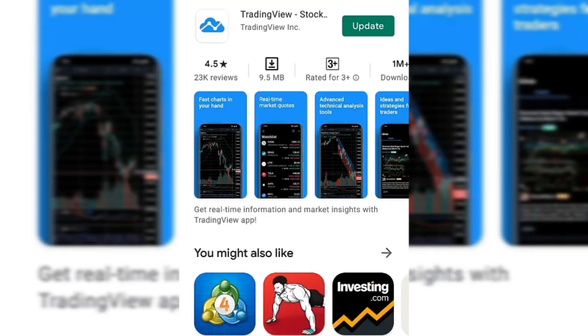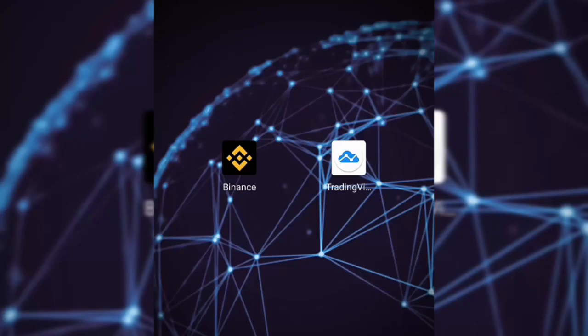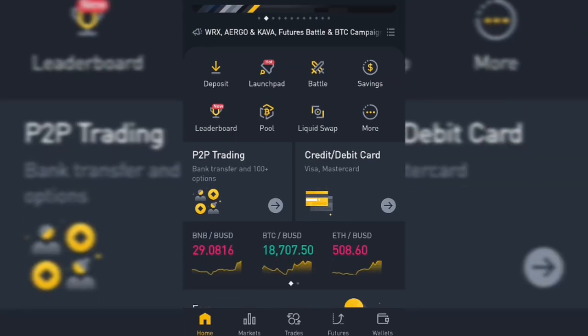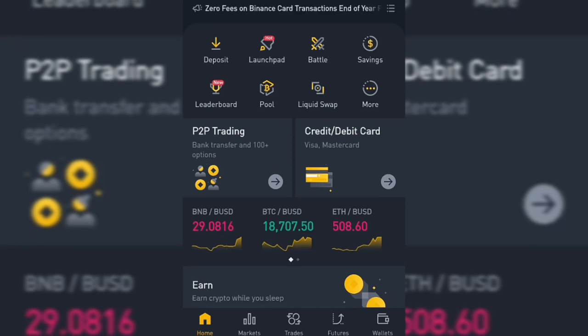The second app I use for technical analysis is called TradingView. So you would have to download this also and make sure you register. It is free. Registering on Binance and TradingView is free. These are the two apps. Click on Binance. When you've registered for your Binance account, this is how your home page will look.